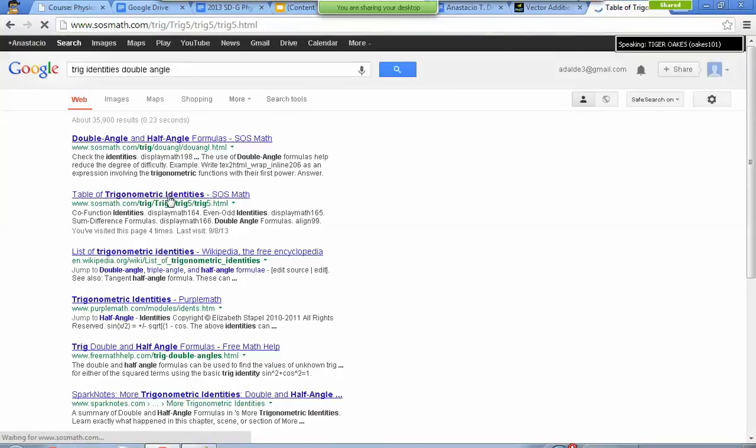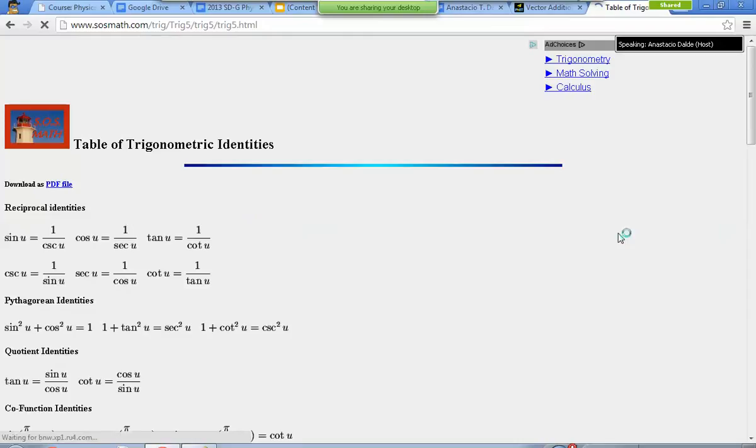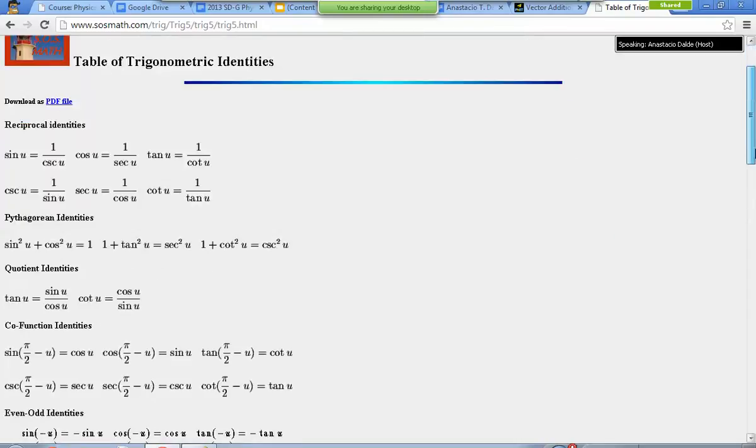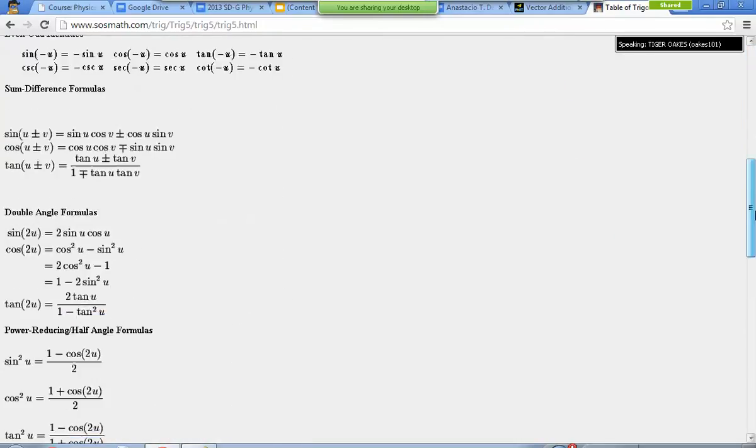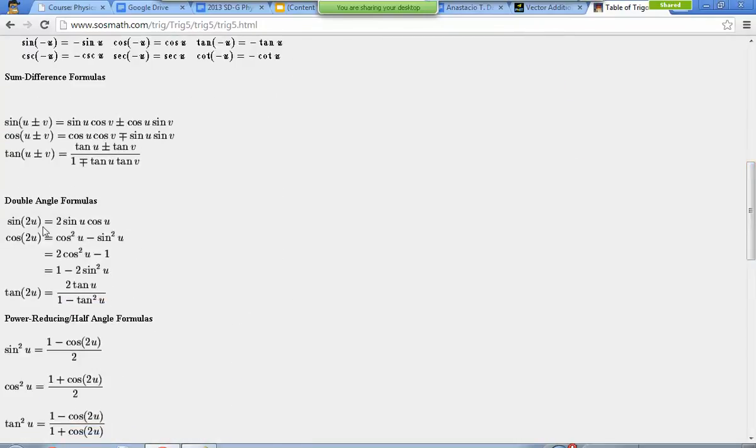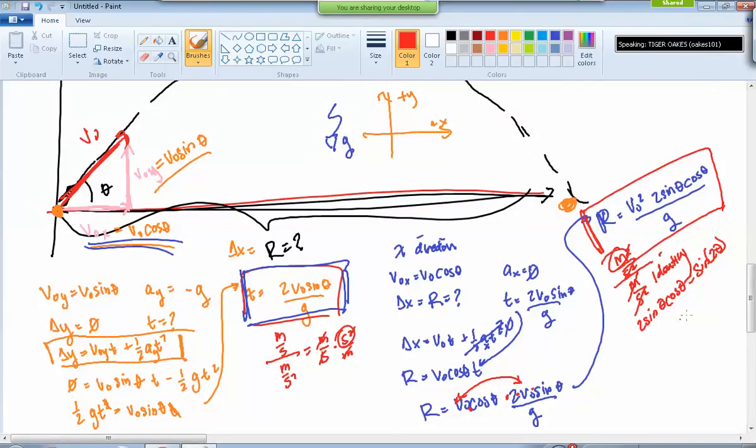This seems like a good place to go. SOS Math. It's the help math. Check this out. Sine of 2u equals 2 sine u cosine u. So that's exactly what I was saying. The sine of 2 theta equals 2 sine theta cosine theta.